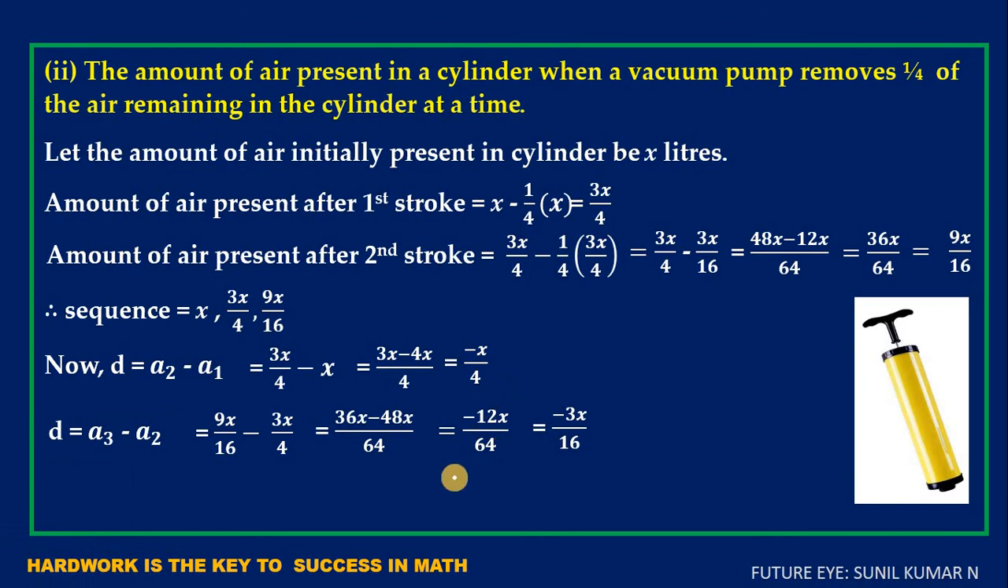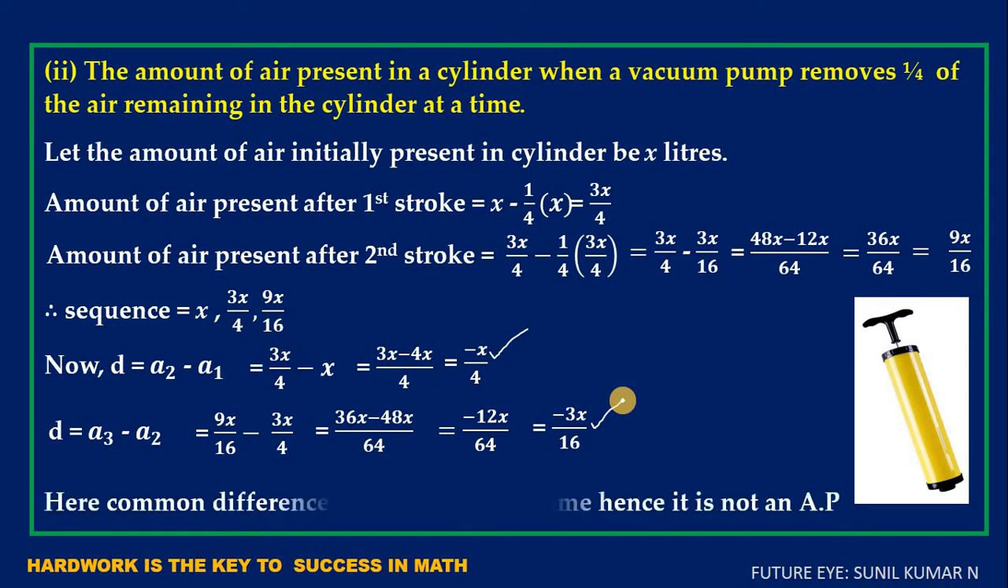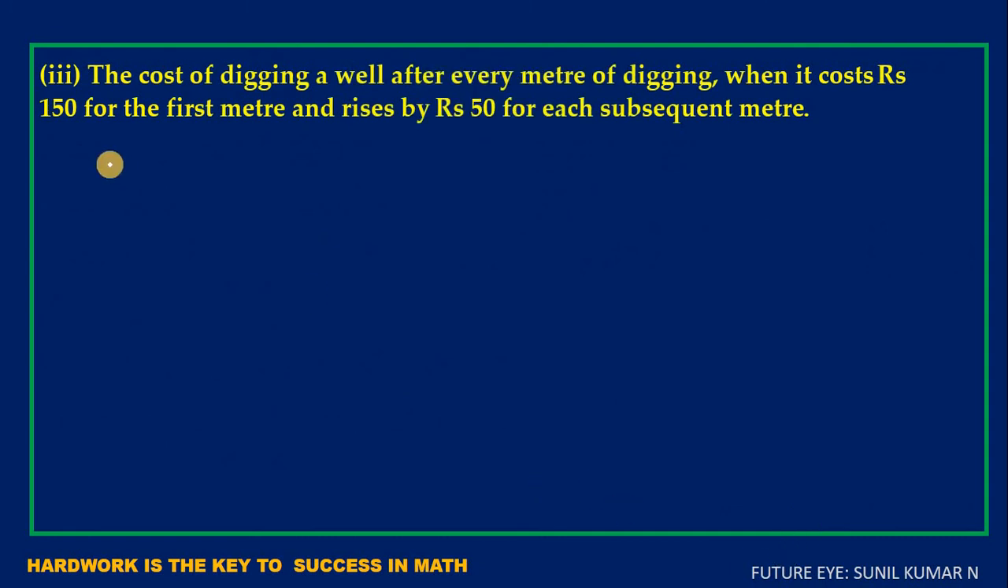Now see the values of d. Here we have minus x by 4 and here we have minus 3x by 16. Are the d values the same here? The d values are not the same. Hence we can say that this cannot form an AP because the common difference is not the same. Next, let us move on to another problem, children.